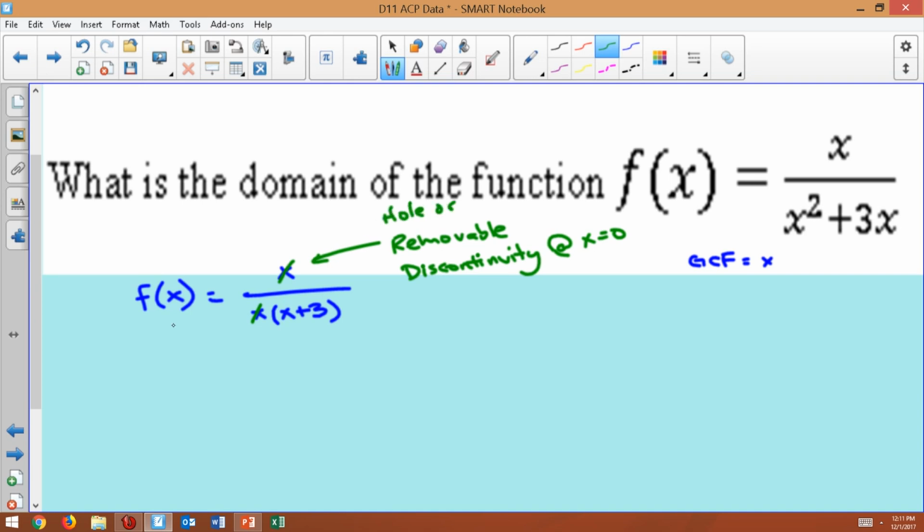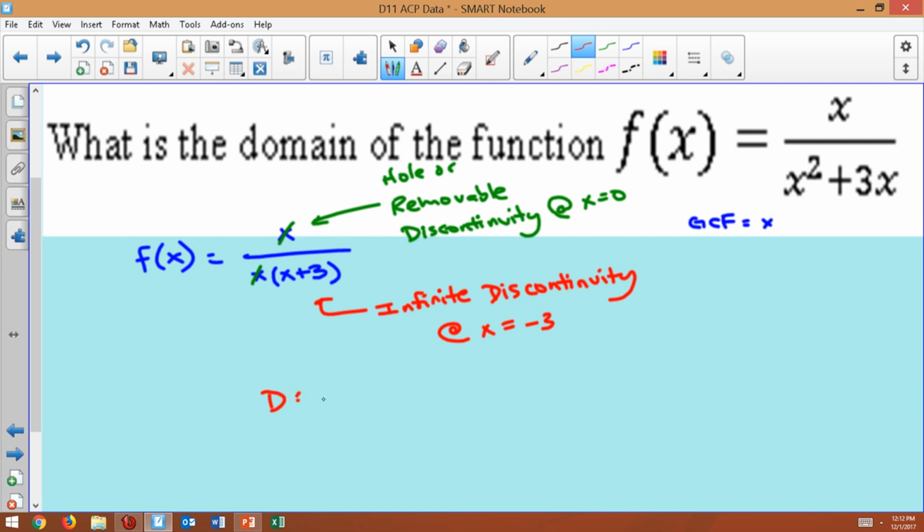And then here, this is an infinite discontinuity, which means it's an asymptote when x equals -3. So if we had to write the domain, we would write domain from the left, because this would be all reals except for these two values. So we'd go from -infinity all the way, this value comes first, to -3. And since it's an asymptote, it'll be a parenthesis. And then we pick back up on the other side of -3, and we'll go all the way to 0. And since it's a hole, again, we're not equal to that value. And then from 0 to +infinity. This should be my answer right here.